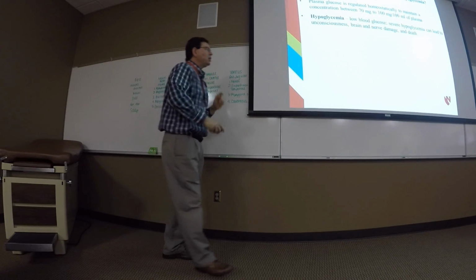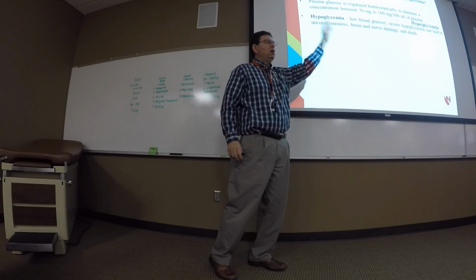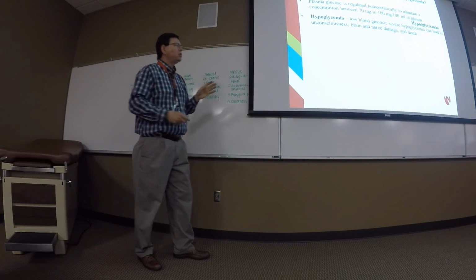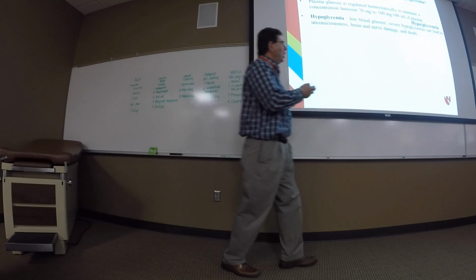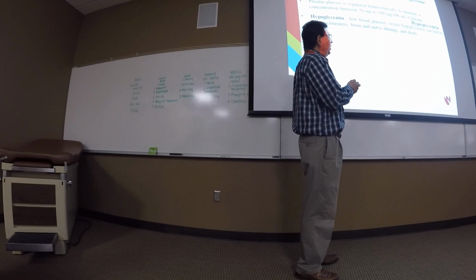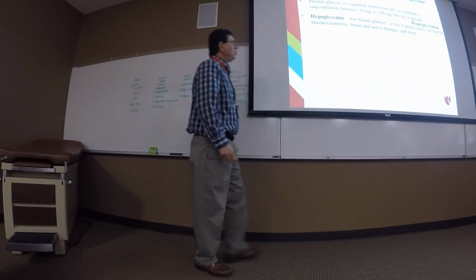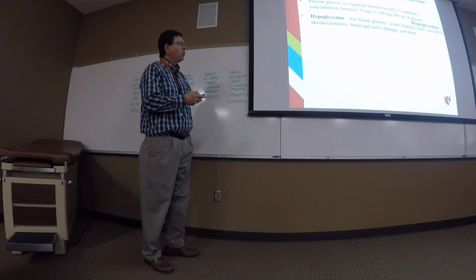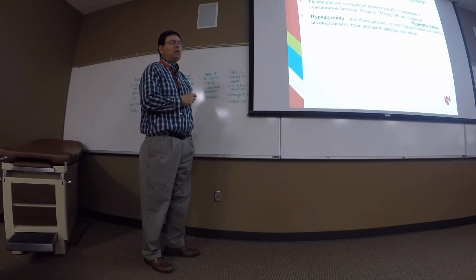So what's hypoglycemia? All of you have already had medical terminology before you came here, but all these words you can break them down. So -ia means condition of, and -emia means blood. This means sugar, in this case glucose. This means it's low. So it's a condition of low blood glucose. Hypoglycemia, low blood glucose, severe hypoglycemia leads to unconsciousness, brain and nerve damage, and can lead to death.